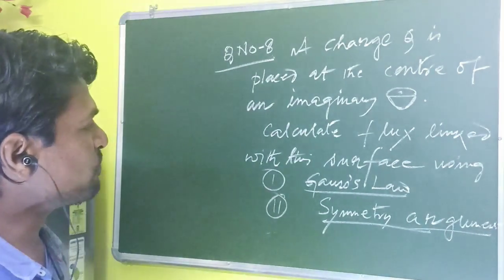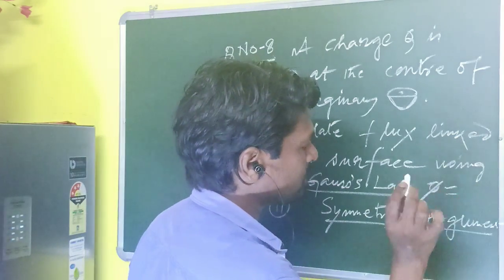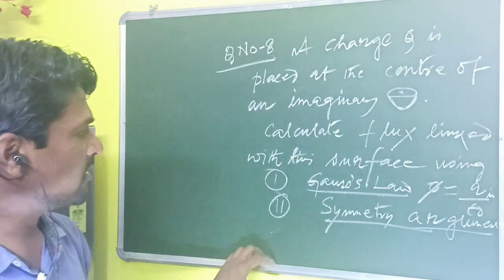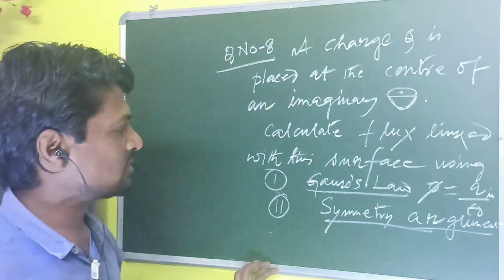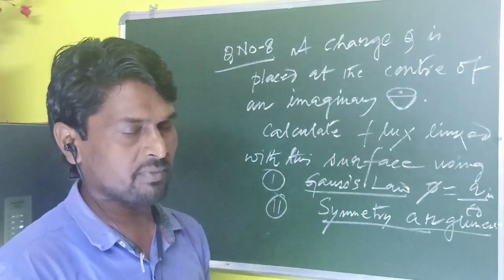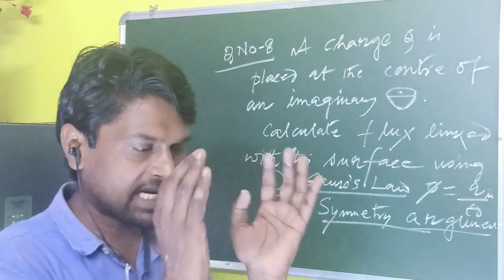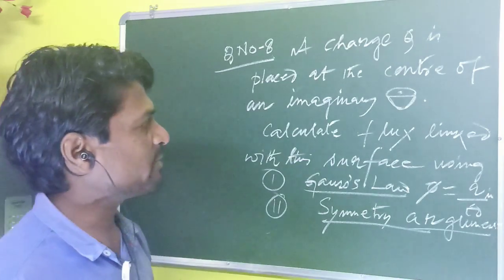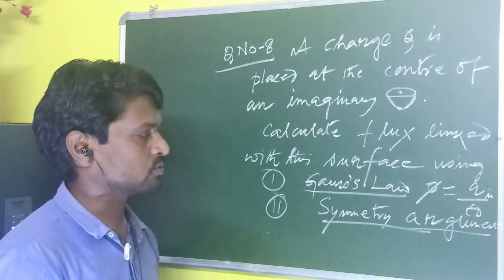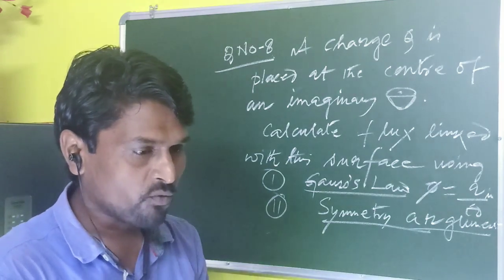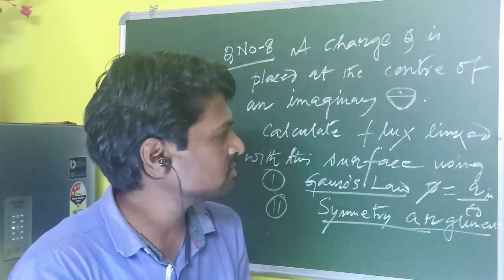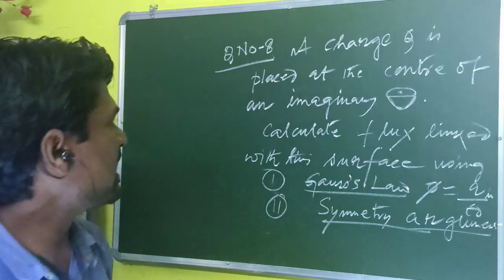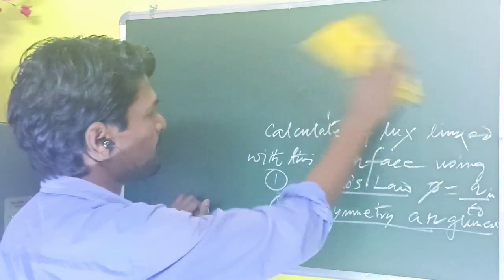Already you know the flux equals Q by epsilon naught. I repeat again and again, I want to hammer into you that Gauss's theorem is Q inside by epsilon naught, that is the charge enclosed within a surface divided by epsilon naught, and the value of epsilon naught is 8.85 into 10 to the minus 12. So you have to check what amount of charge is enclosed within the surface, but here an imaginary hemisphere is given.